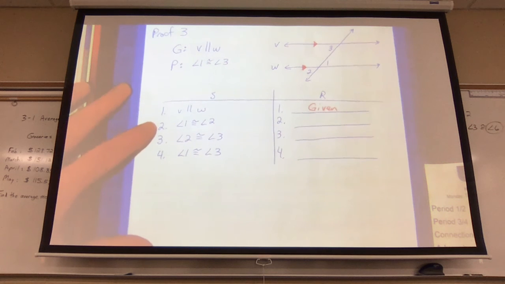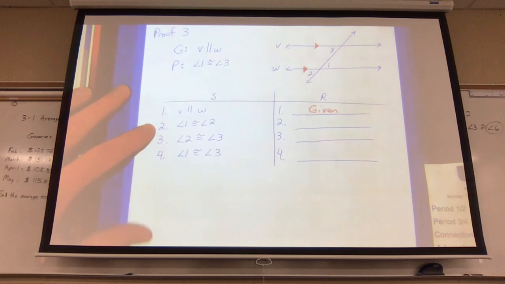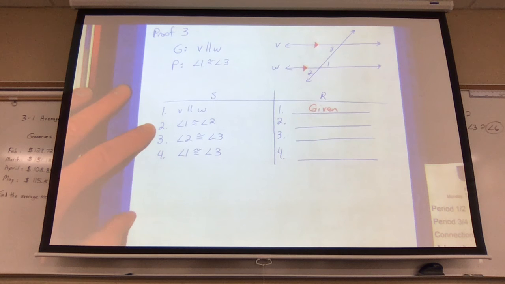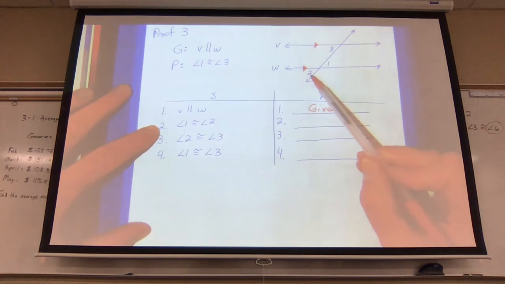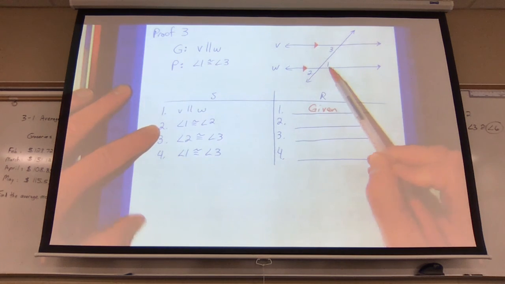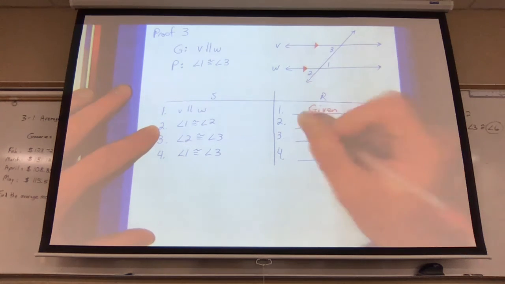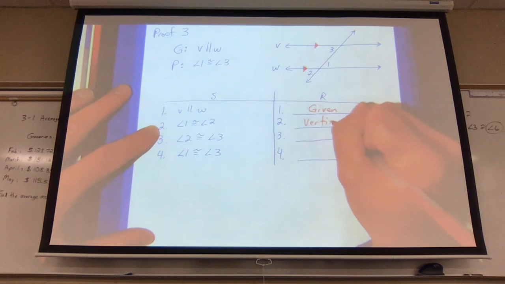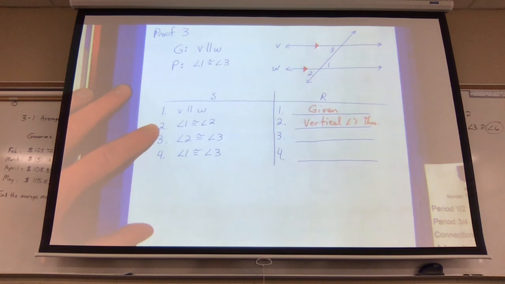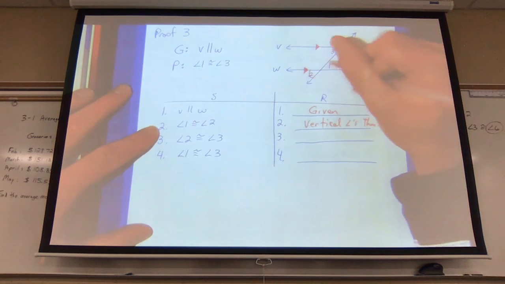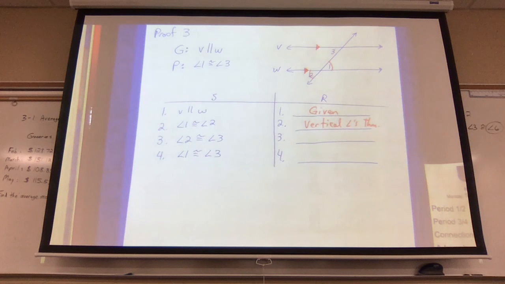Step number 2 says angle 1 is congruent to angle 2. Can anybody figure out where that comes from? Vertical. Yep. Vertical what? Vertical angle theorem. Angles 1 and 2 in your picture are vertical angles. As soon as you see that, you know that they're congruent to each other by the vertical angle theorem. So there's step 2. And again, if you want to mark those as congruent in the picture, you can.